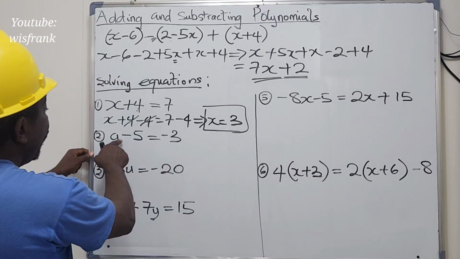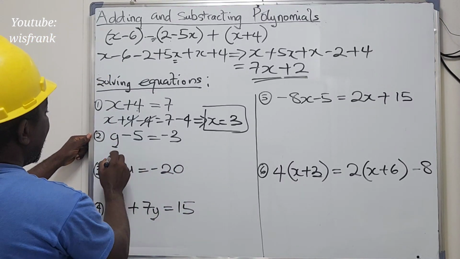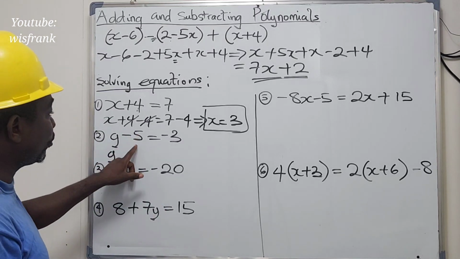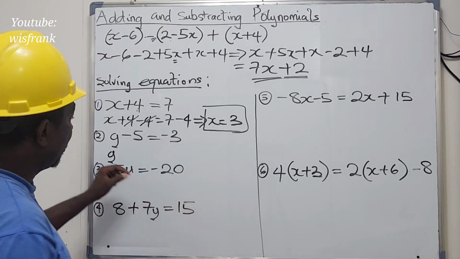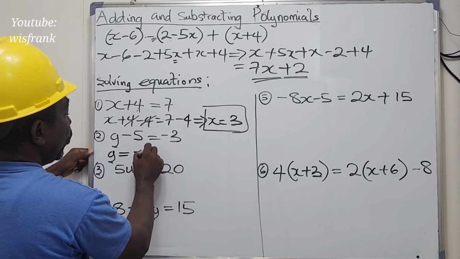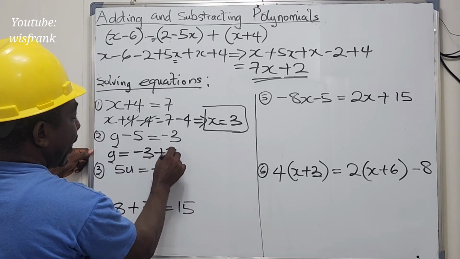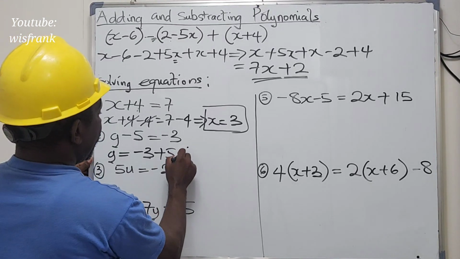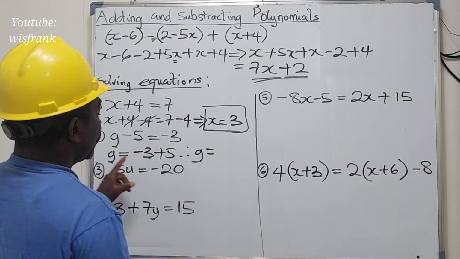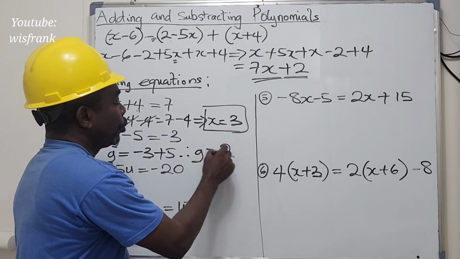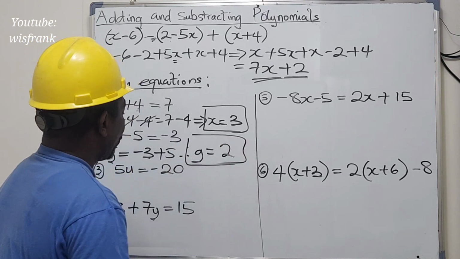For us to find the value of g from this equation, we need to add 5 to both sides, or we transpose minus 5 to this other side. So transposing minus 5 to this other side, this will become minus 3 plus 5, because minus 5 will turn to plus 5. So therefore, we have the value of g equals, when we add minus 3 plus 5, will give us 2. So this is the value of g that we have.